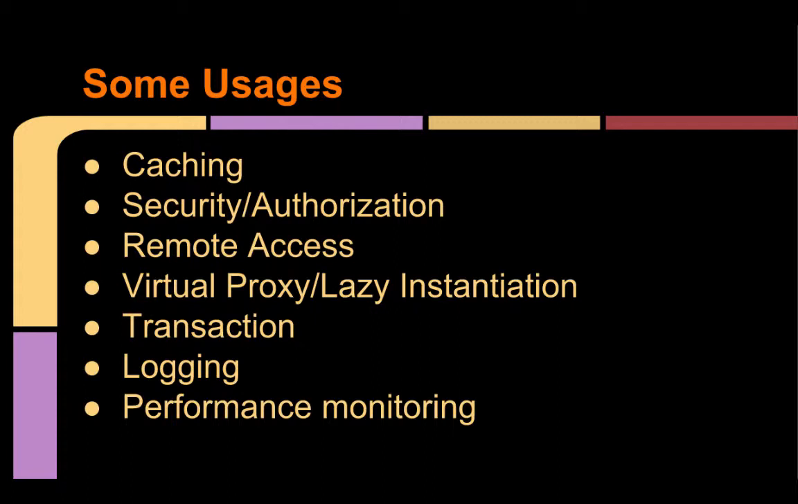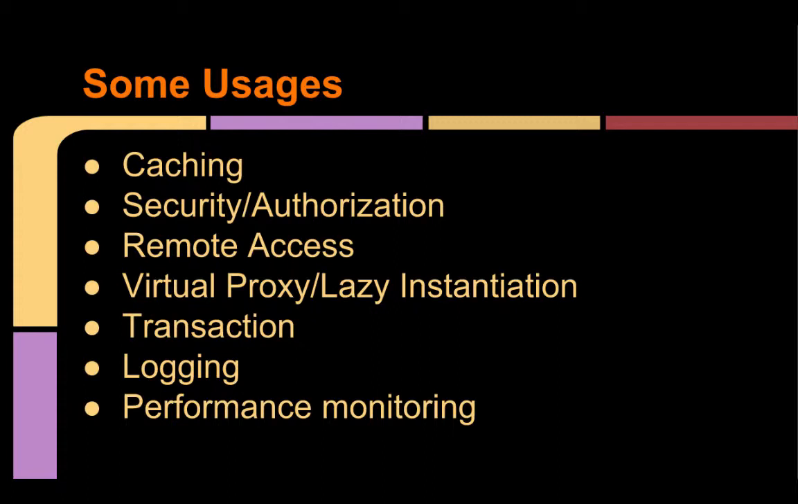So some usages are for caching. If you're making a lot of the same database calls over and over again, instead of going to the database each time, if you're always getting an object by the same ID, you can cache it in memory, so that the first time you call it, it goes to the database, and subsequent calls get it from memory, which is much faster.